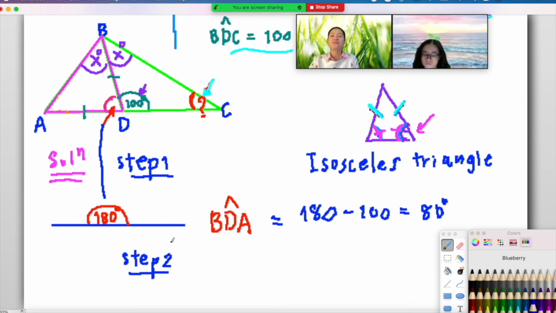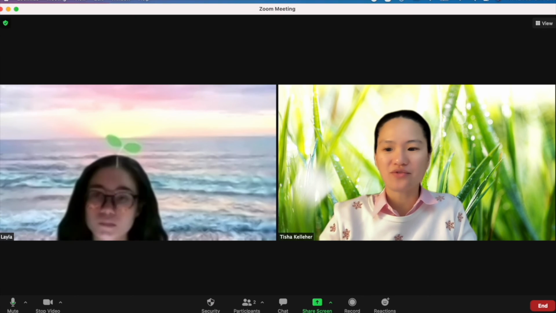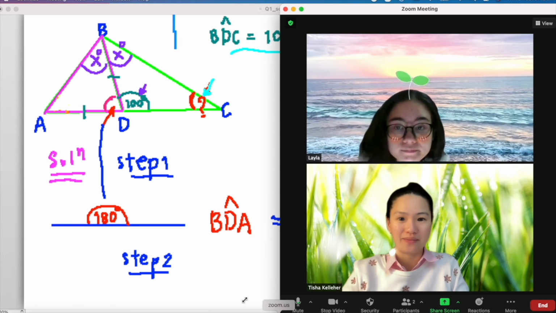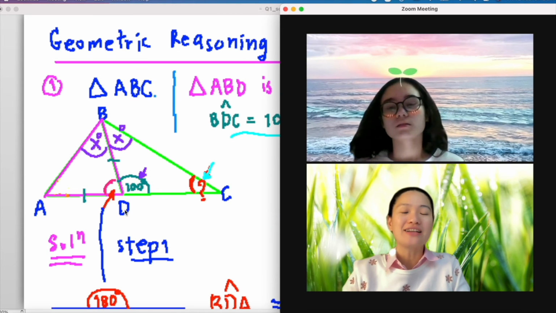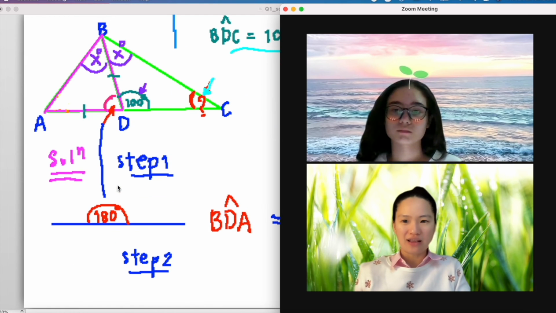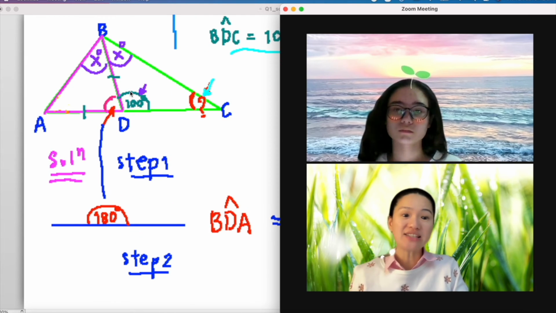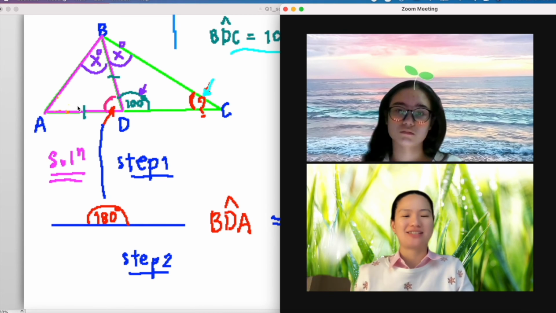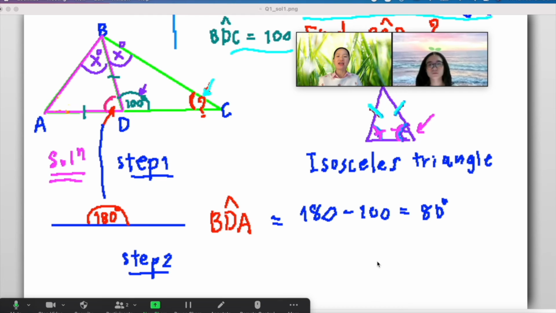Step 2, you need to see this triangle. And stop sharing screen for a while. Leila, do you understand the concept, yeah? Yes. The concept is, first we find this angle and then we use the qualification of isosceles triangle. Okay, let's go next, everyone.